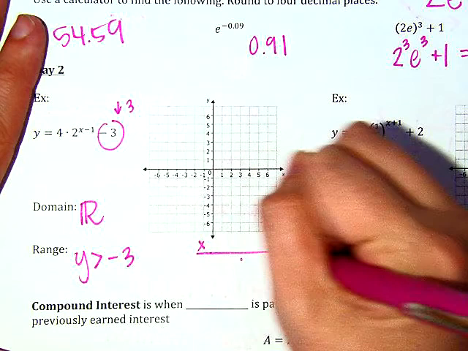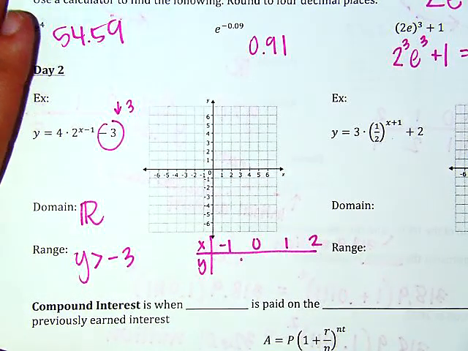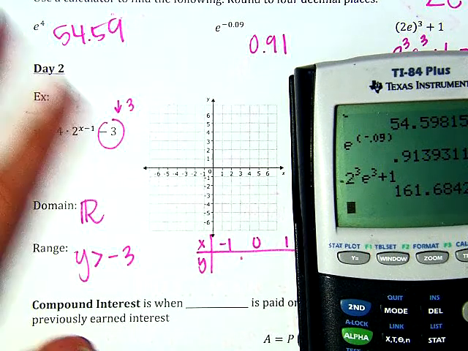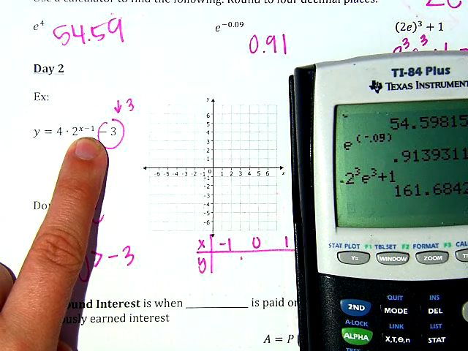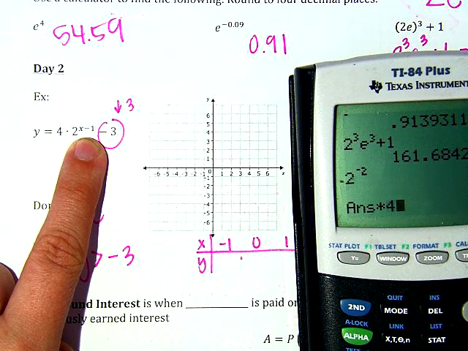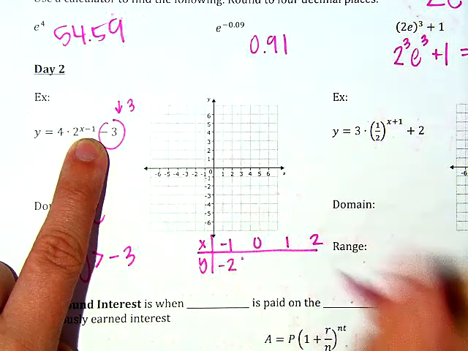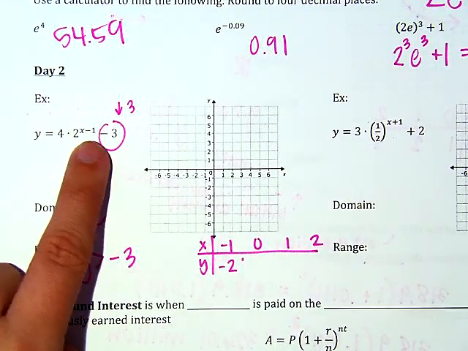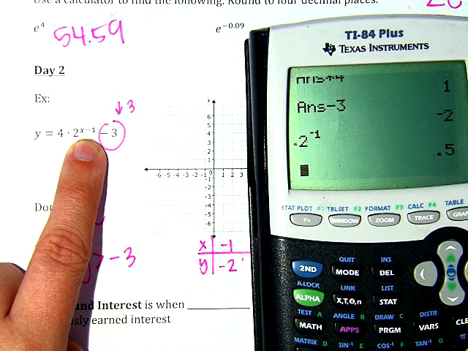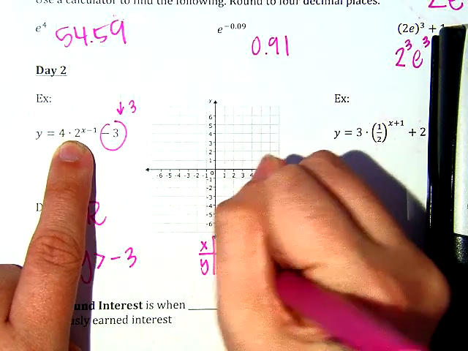Now when I go to make my XY chart, I'm going to include -1, 0, 1, and 2, and plug numbers in. So then when I do this, I'm going to plug it into my calculator. -1 minus 1 is -2. So I'm taking 2 to the power of -2. Then I'm going to times that by 4 and subtract 3, and my calculator should give me -2. 0 minus 1 is -1, so 2 to the power of -1. I times that by 4, and then I subtract 3 and it gives me -1.